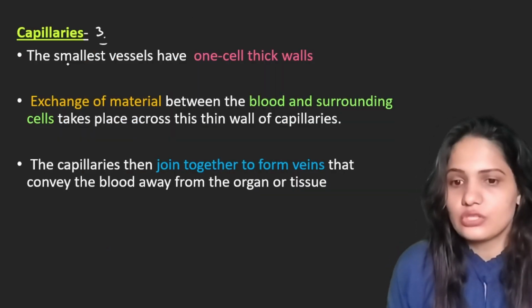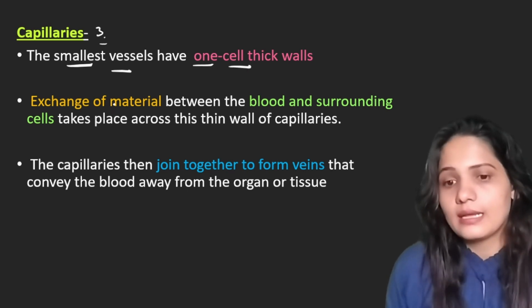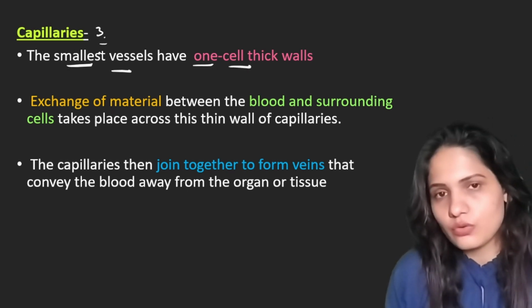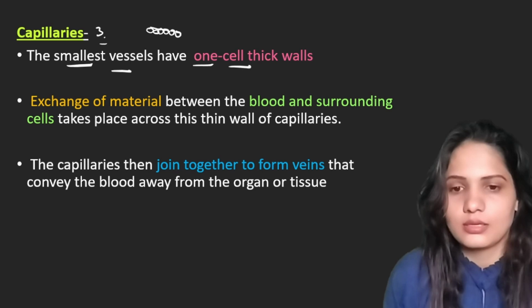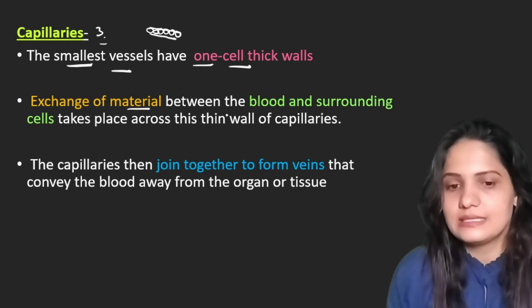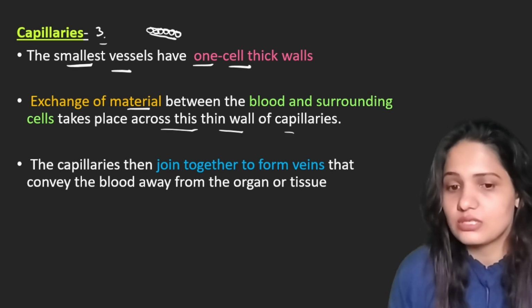Capillaries are the smallest vessels, and they have one-cell-thick walls. Smallest vessels means they are smaller than arteries and veins, and they have walls one cell thick, this much. What is the main role of capillaries? The exchange of material between the blood and surrounding cells takes place across this thin wall of capillaries.